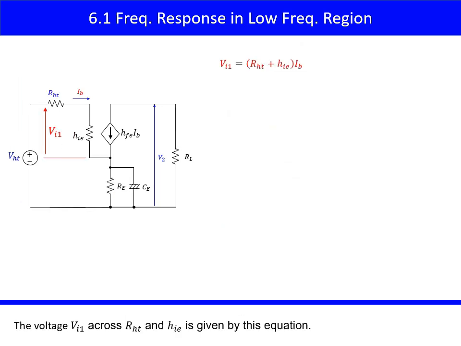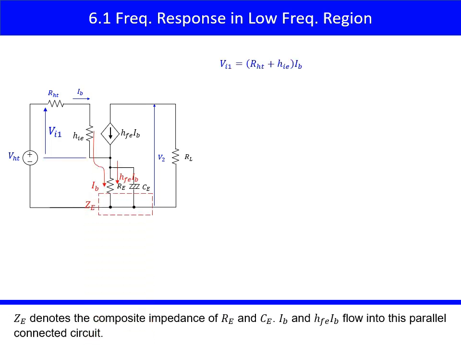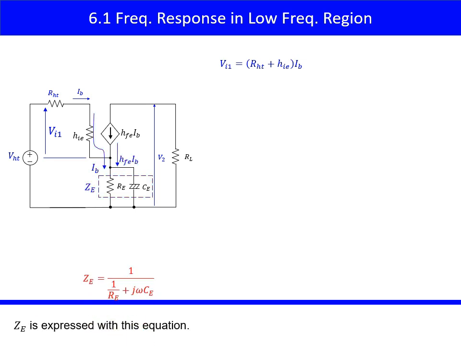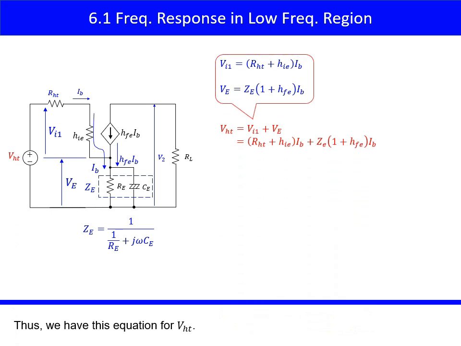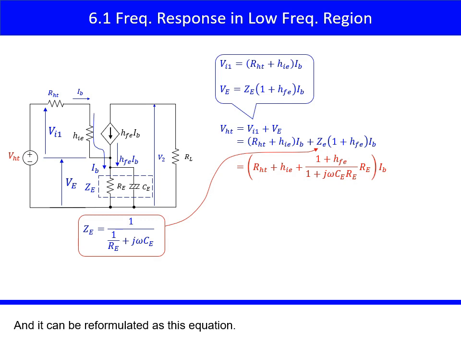The voltage VI1 across RTH and HIE is given by this equation. ZE denotes the composite impedance of RE and CE. IB and HFE-IB flow into this parallel connected circuit. ZE is expressed with this equation. VE across this parallel connected circuit is given by this equation. Thus, we have this equation for VTH. And it can be reformulated as this equation.